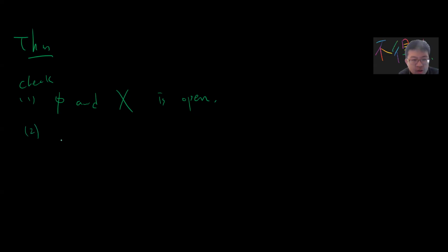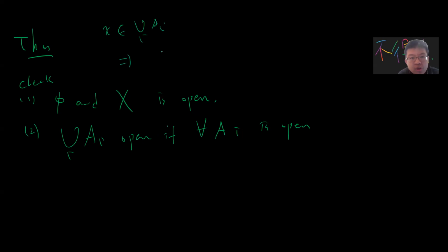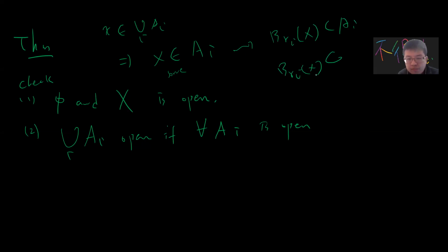The second one is that any union of a collection of sets A_i is open if all A_i are open. This is easily checked by the definition: if x belongs to the union of the A_i, then x belongs to some A_i, so you can take an open ball B_ri(x) which is a subset of A_i, and hence is a subset of the whole union.